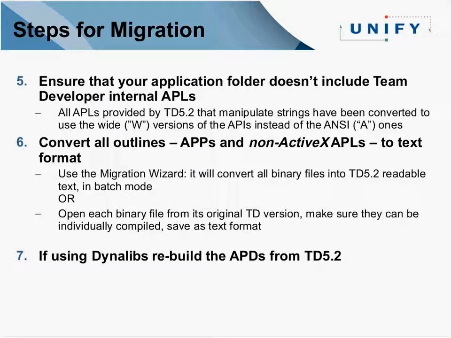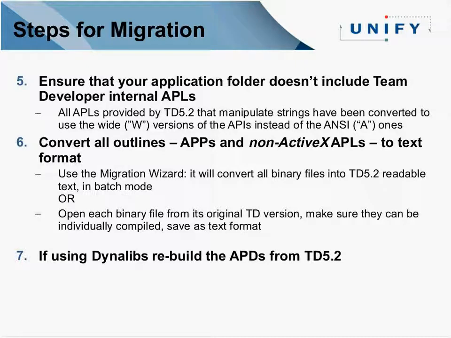The next step is to convert all outlines, all application APK files and non-ActiveX APLs to text format. I'll talk about ActiveX APLs later, so let's focus on APPs only at this time. You will need to convert all of these outlines to text format. We provide a wizard from where you can do that. You can use our migration wizard. It will automatically convert all binary files into TD 5.2 readable text in batch mode.